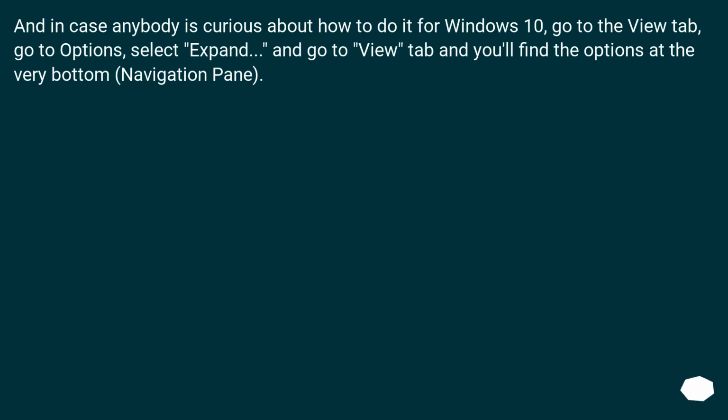And in case anybody is curious about how to do it for Windows 10, go to the View tab, go to Options, select Expand. And go to the View tab and you'll find the options at the very bottom, Navigation pane.